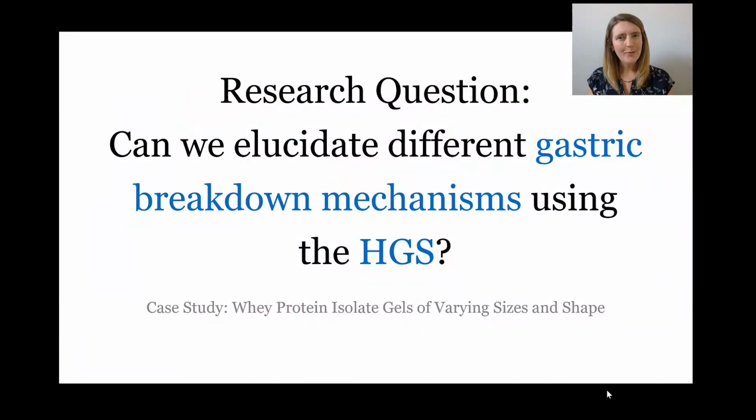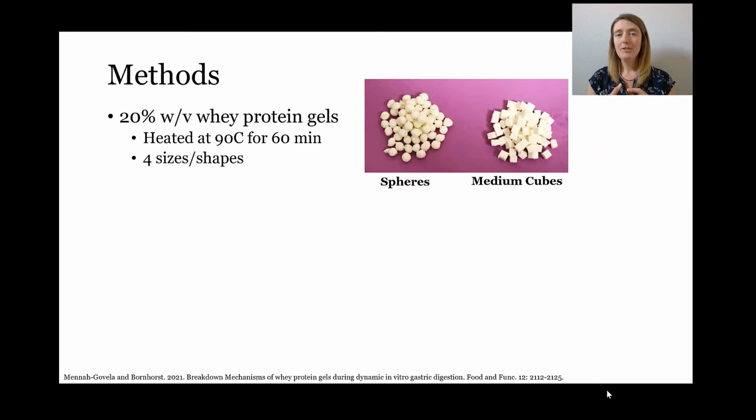So I've told you already that gastric breakdown is really important. But can we utilize these dynamic models that we have developed, albeit with some limitations, to understand the gastric breakdown mechanisms of different foods? Here we're going to look at a small case study looking at whey protein isolate gels of varying size and shape. We will look at 20% whey protein gels that were heated at 90 Celsius for an hour and were made into 4 different sizes and shapes to see the impact of size and shape of different products on their breakdown during dynamic gastric digestion.